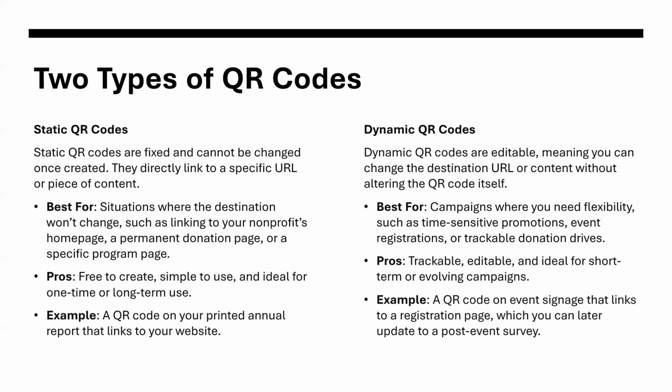The pros are they're trackable. You can keep the data on who's using them, how, and where it's coming from. You can change and make edits to it, and it's ideal for short-term or evolving campaigns. A QR code on event signage that links to a registration page, which you can later update to a post-event survey. Great idea for using those dynamic codes.